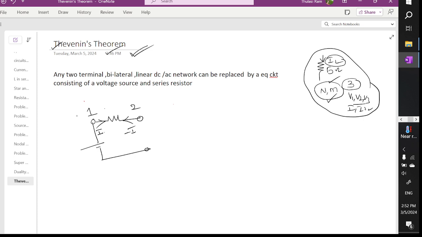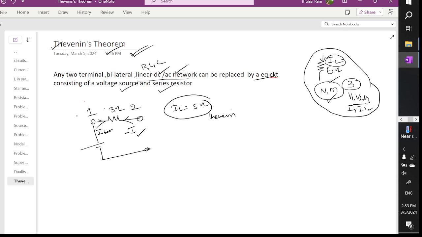Bilateral means current in the forward direction and current in the backward direction, called bidirectional. Linear means it includes R, L, C. It may be a DC network or AC network, and it can be represented by an equivalent circuit consisting of a voltage source and a series resistor. Now, if you want to find the current across this 5 ohm resistor, I can find it by using Thevenin's theorem.